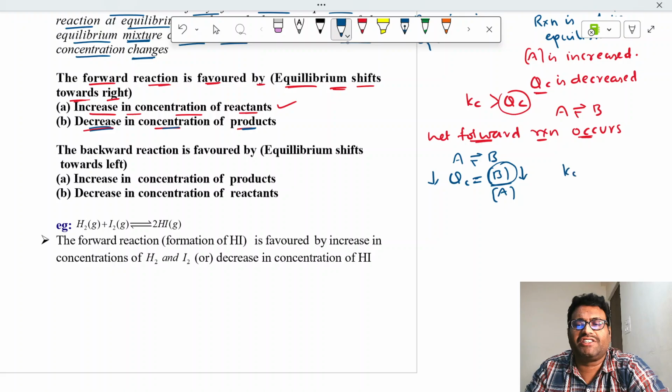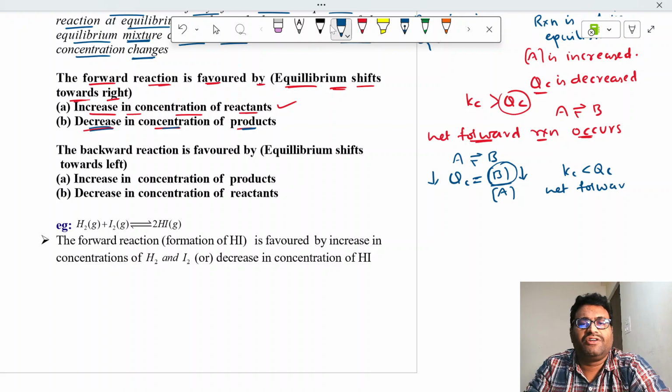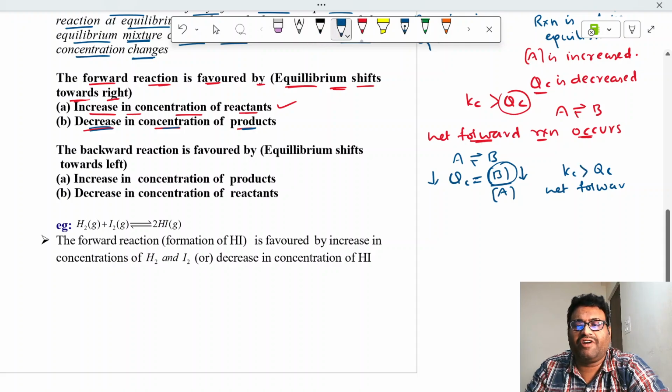Now we say that Qc is less than Kc. If Qc is less than Kc, net forward reaction occurs. This we have already seen. Net forward reaction occurs.